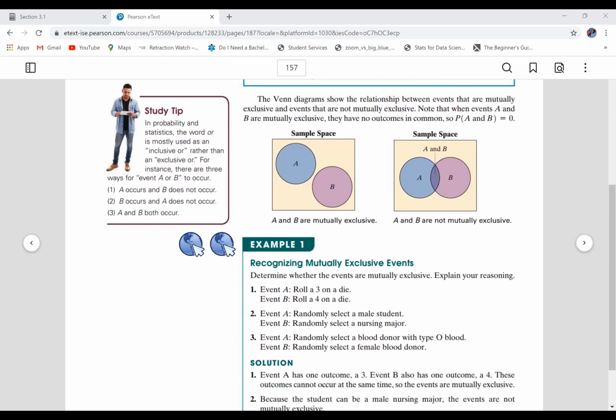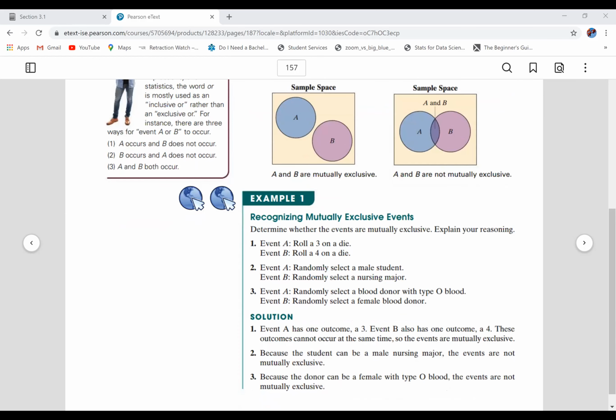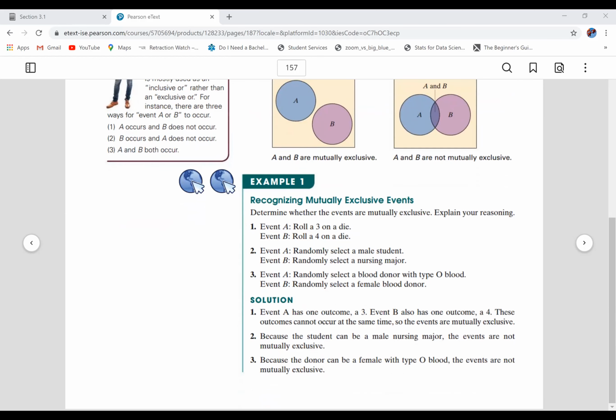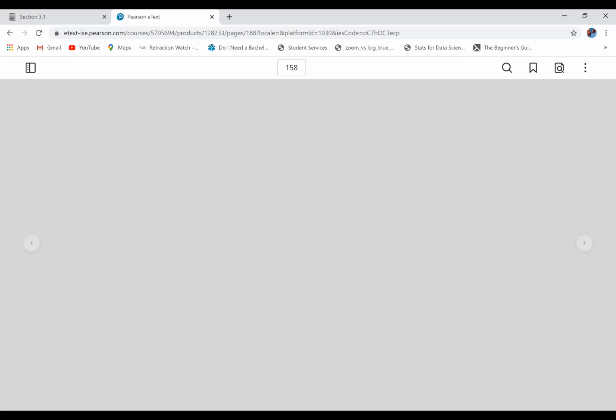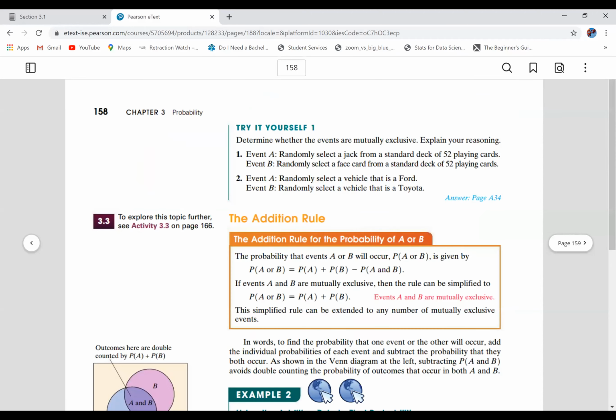In number 1, you told me it's not possible to get a 3 and a 4 on the same face of a die. Then that's why they are mutually exclusive. And that's a 3. Because the donor can be a female with type O blood, the events are not mutually exclusive. Okay, let's do some more. Now you try it.